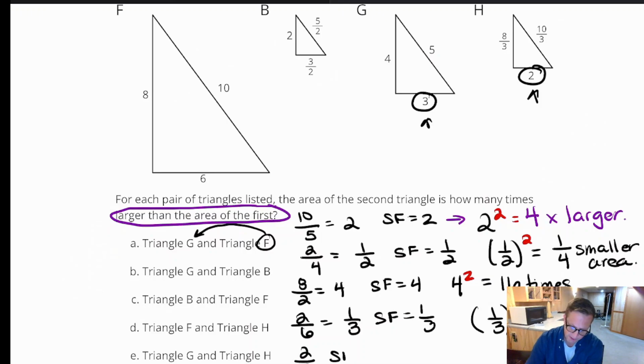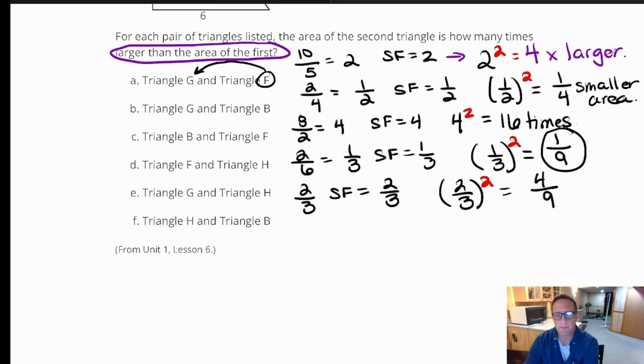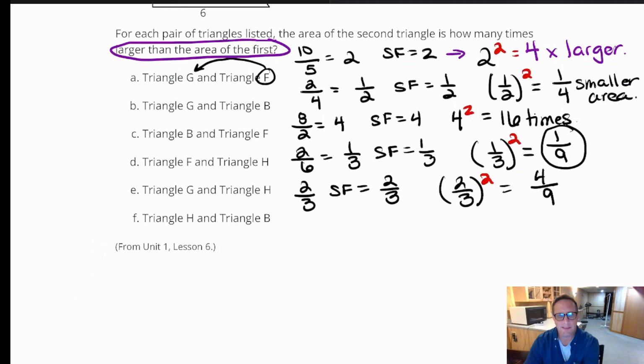That's your scale factor, 2/3. And just figure out the area by just doing 2/3 squared. 2/3 times 2/3, which is going to be 4/9. 2 times 2 is 4, and 3 times 3 is 9.